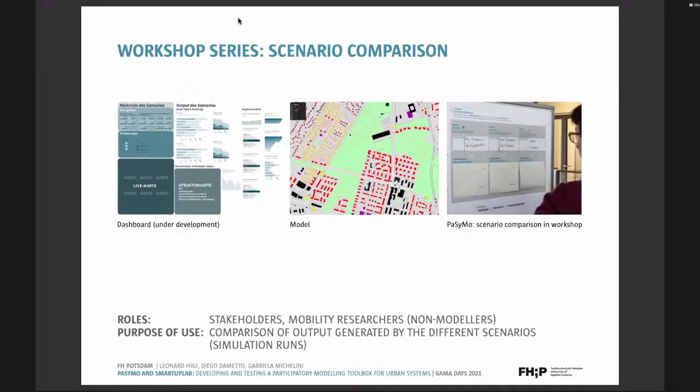So now we are planning this last step. In the last workshop round, the scenarios are to be played in the model with a lower interaction level in comparison to Passimo, and the results will be compared through a dashboard display. The aim of this workshop is to measure the effectiveness of the tool in relation to communication and social learning.